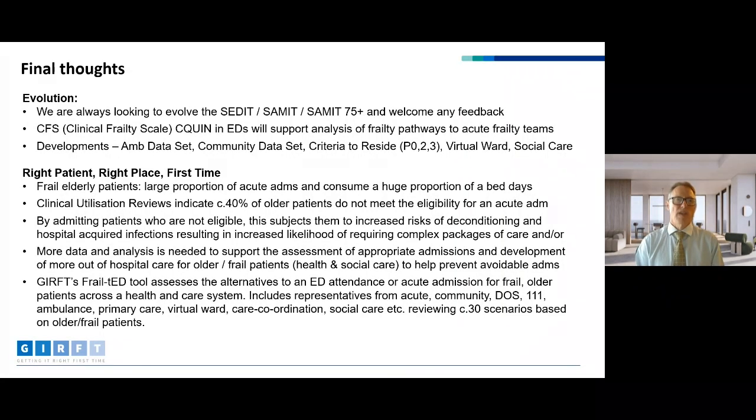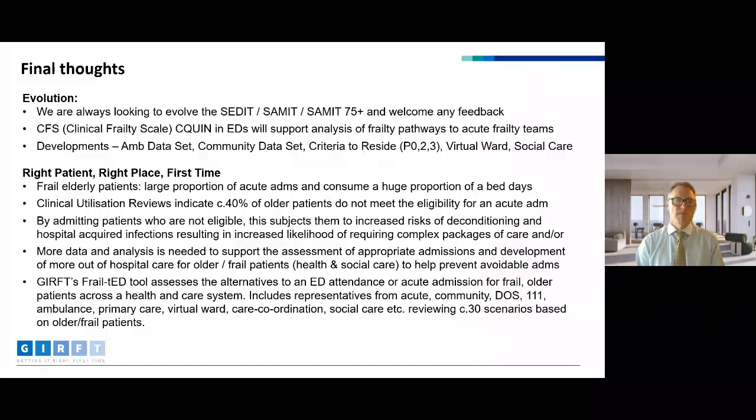the pre-hospital environment and also the downstream environment in terms of virtual wards, criteria to reside, community data sets, ambulance data sets. And the last thing to say is, as Adrian said, that there is going to be a growth in older patients. It is becoming increasingly the driver of acute medicine, but I've done a number of clinical utilisation reviews and always found a large proportion of older patients that never met the eligibility for an acute admission, but had to be admitted because alternatives were not in place for those patients.